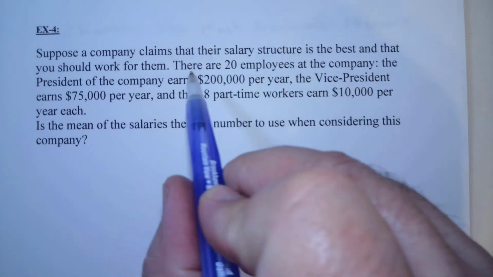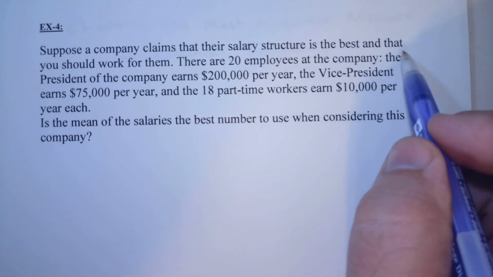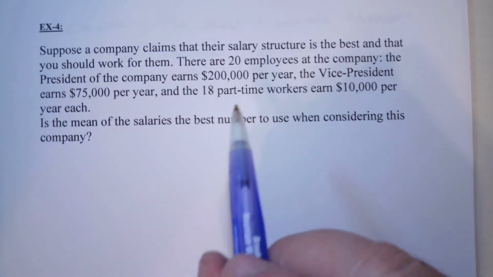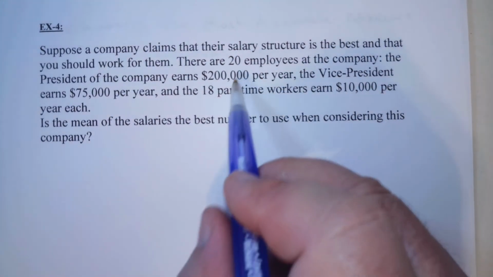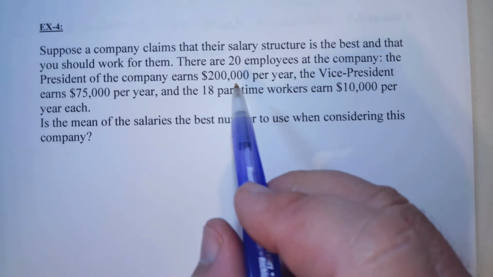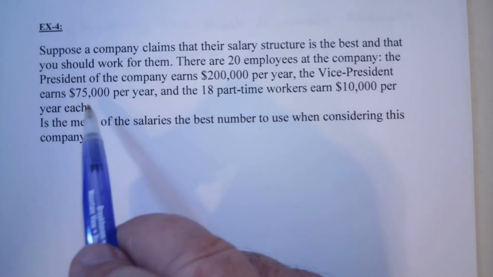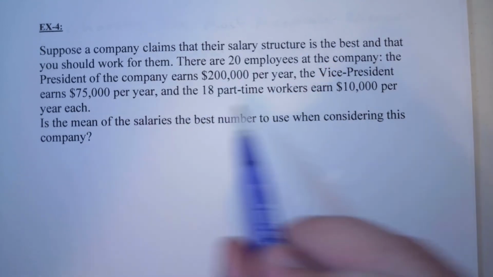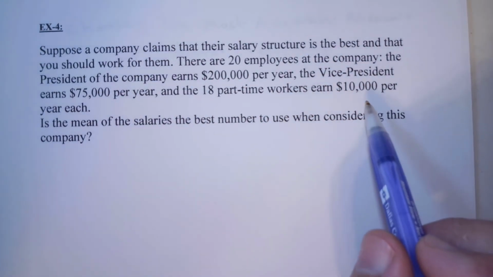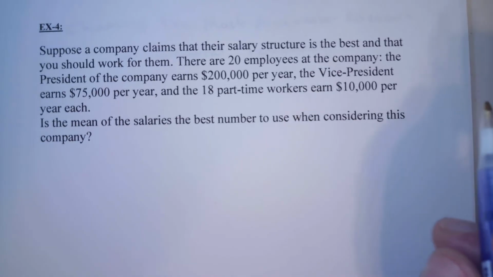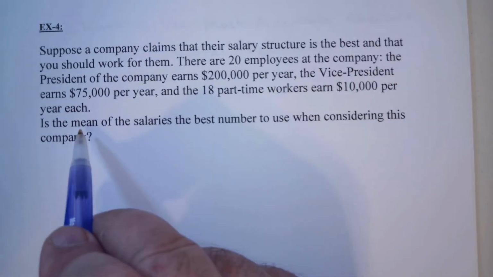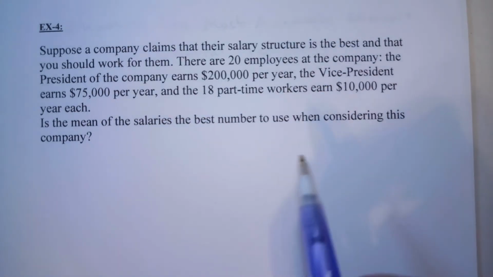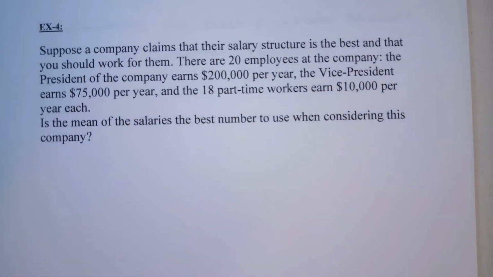Suppose a company claims that their salary structure is the best and that you should work for them. They tell you that there are 20 employees here at the company. The president makes $200,000 a year, the vice president makes $75,000, and the 18 part-time employees each make $10,000 a year. Is the mean of the salaries the best number to use when considering this company?